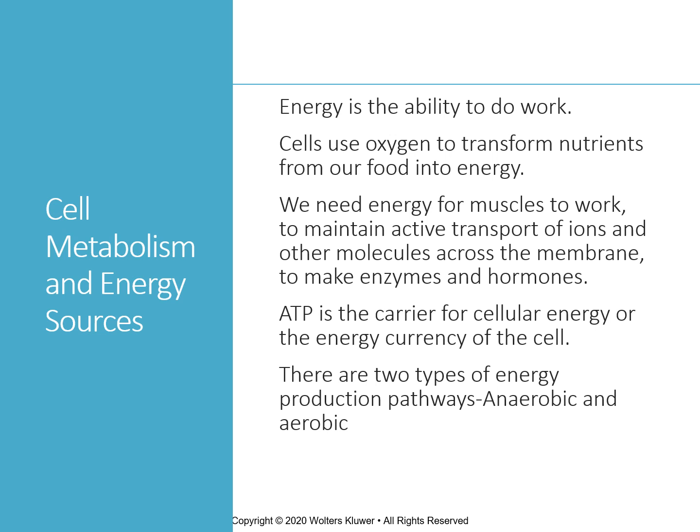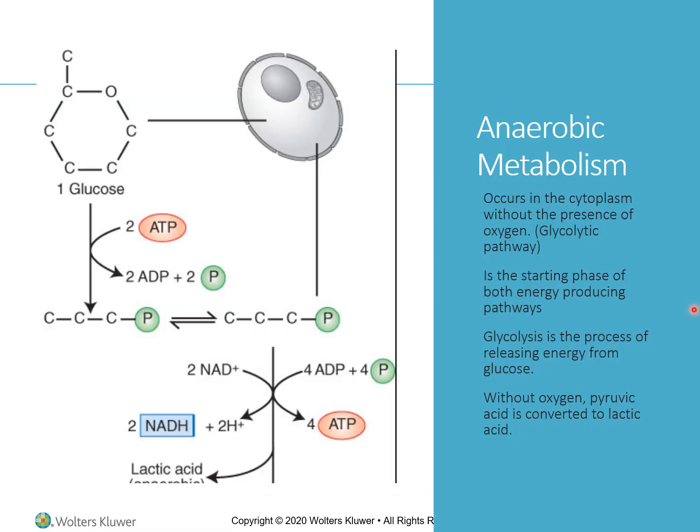When we talk about what the carrier for energy or the currency for energy inside the body, that is what we call ATP. ATP is the carrier for cellular energy, or what we call the energy currency of the cell. And there are two types of energy production pathways within the body, two ways that we make that ATP. One is anaerobic or without oxygen, and the other is aerobic within the presence of oxygen. So we're going to start with the anaerobic metabolism pathway.